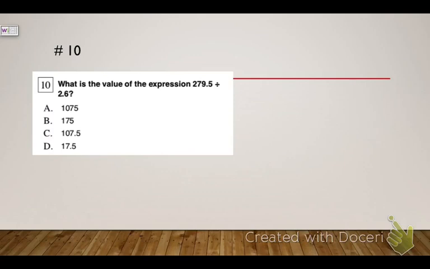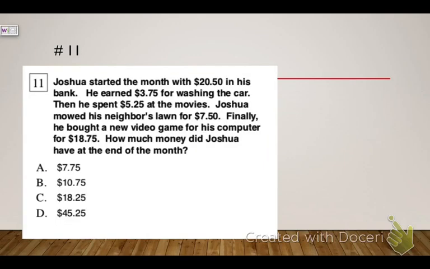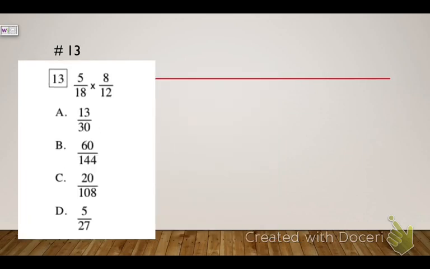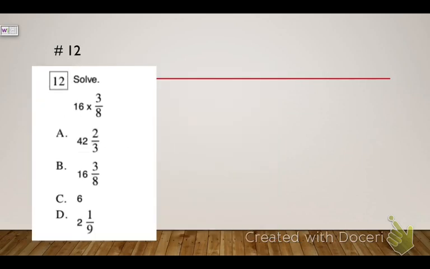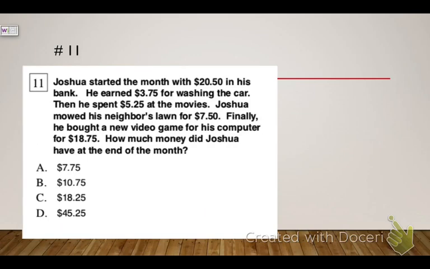Here we go. Mr. Common, you'll never make it. I know. Number 11. Here we go. Joshua started the month with $20.50 in his bank. I'm just going to show you the work. We've got $20. Mr. Common, you can't do that. No, can't do that either. Sorry. Sorry, kids. Messed up.